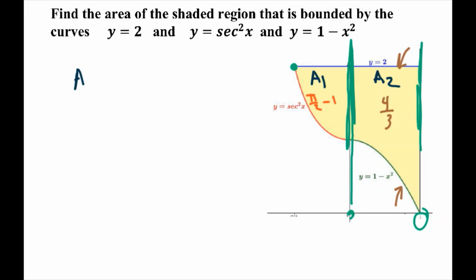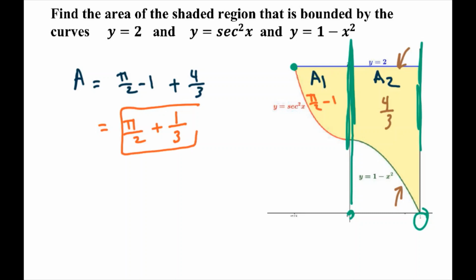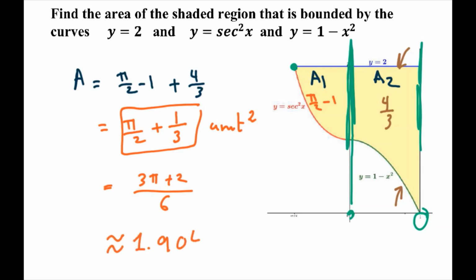Now it's time to add these two areas. So I could say pi over 2 minus 1 plus 4 over 3. And that's going to be equal to pi over 2 plus 1 over 3. Okay, you can keep it like this, and that's going to be square units. If I ask you for an exact value, I would prefer to keep it like this. Or you can say 3 pi plus 2 over 6. And if you try to find it by using the calculator, you will get 1.904 square units.